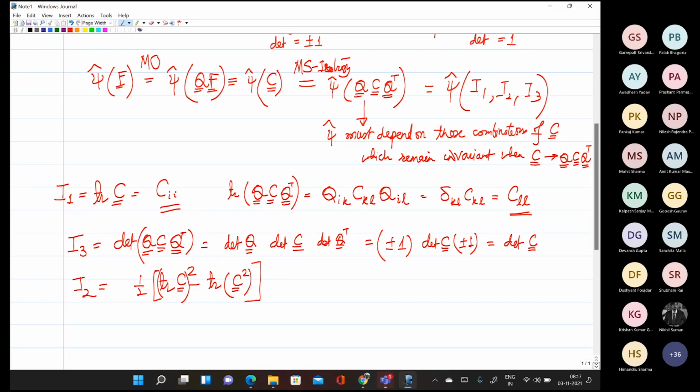Okay, so you see, starting from psi hat being a function of F, which has 9 components, right? So we are starting with psi hat, which has 9 independent components. We have come down to psi hat being a function of just 3 arguments, I1, I2, I3. So that simplifies the functional form, no? Dependence on only 3 arguments. So that's the advantage of using objectivity and isotropy.